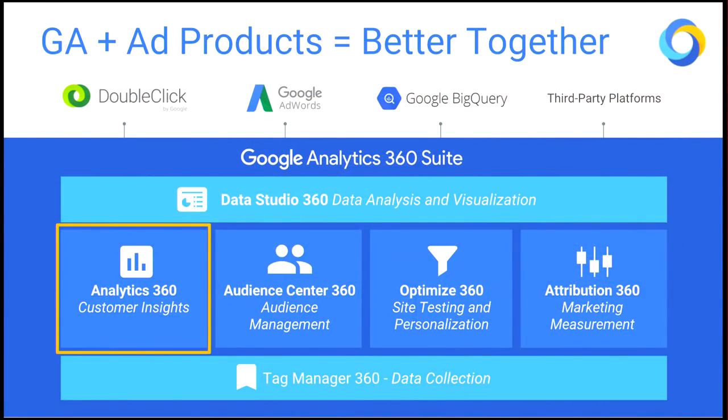But before we get started, I just wanted to remind everyone, today we're talking about a lot of our ad integrations, our DoubleClick integrations, and I wanted to remind everyone that Google Analytics and our ad products really are better together. So we'll talk about DoubleClick and AdWords. We won't get to BigQuery or third-party platform integrations, but they all work really seamlessly with the Google Analytics 360 suite, and today we're specifically going to focus on those integrations with Google Analytics 360. So with that, I'm going to go ahead and turn it over to Charles, who's going to go through some of our AdWords integrations to start.